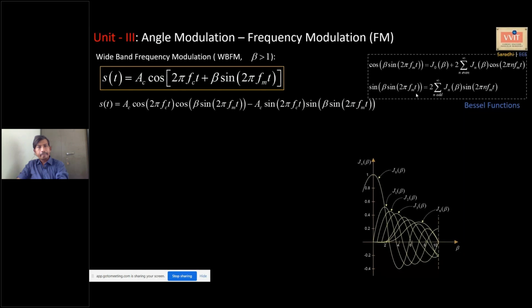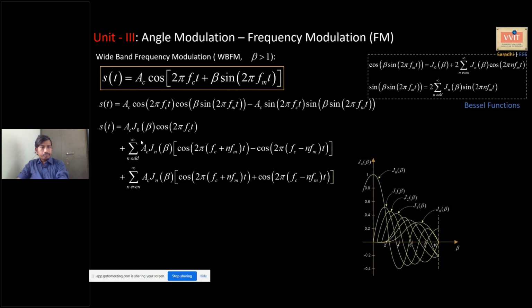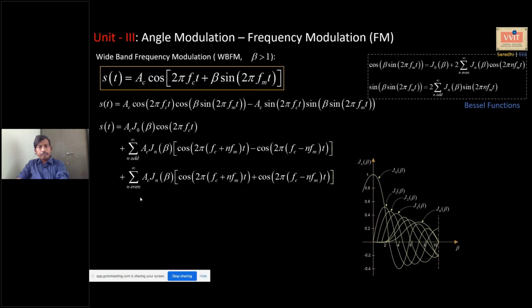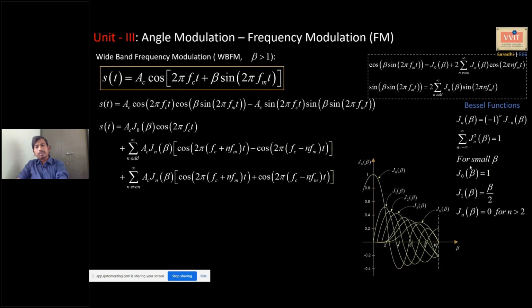And if you substitute these expressions over here, we get three terms. This is the carrier term. Earlier we had only Ac, but this time we get Ac J0 of beta cos 2 pi fc t. Similarly, this summation is for odd values of n, and this summation is for even values of n, right? And this is because we got these properties. Bessel functions satisfy a set of properties. These are those properties.